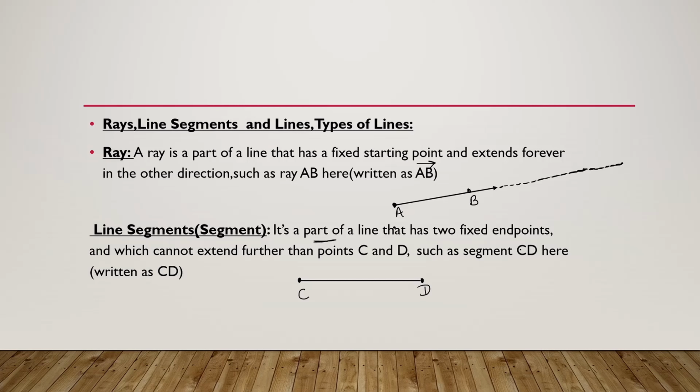The next one is line segment, or we call it a segment. It's a part of a line that has two fixed endpoints and cannot extend further than points C and D. In this picture, C is a fixed point and D is a fixed point, and it cannot extend further than C and D. That is called segment CD, and we can represent it with this symbol. This represents the segment.